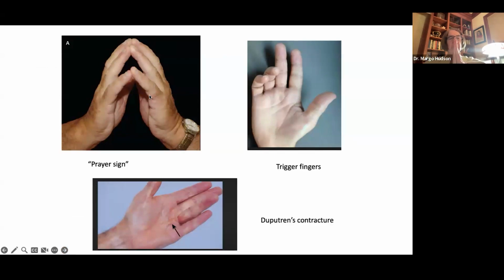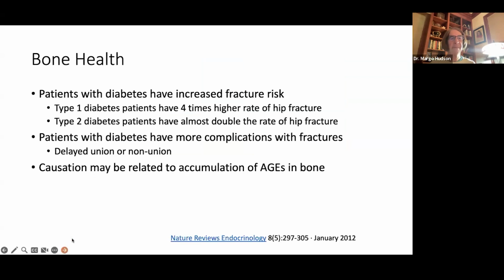Instead of being, I don't know if you can see me, instead of being able to go like this, the patients really cannot oppose their fingers. Trigger fingers and Dupuytren's, I'm sure you're familiar with.